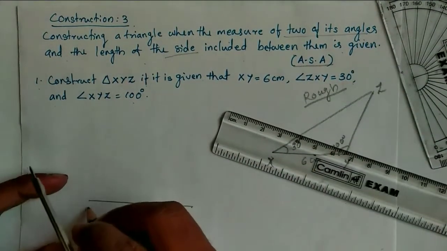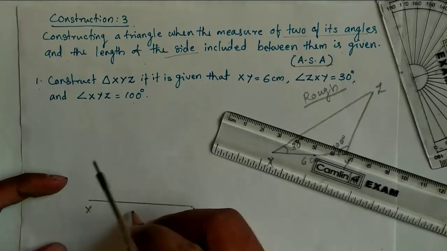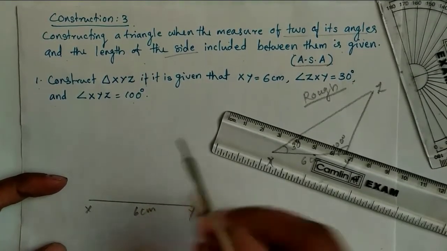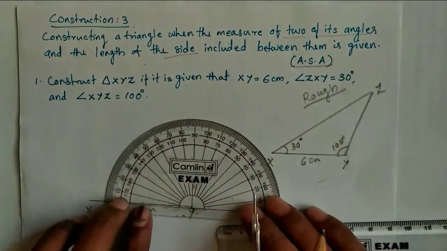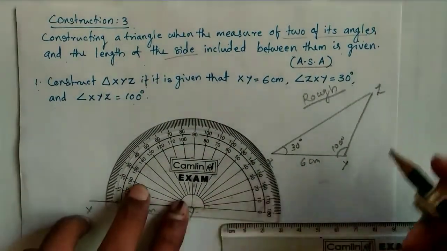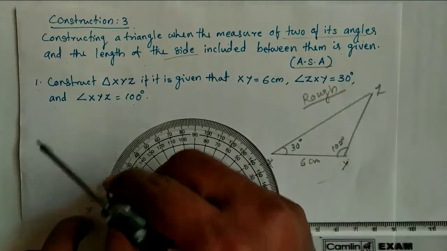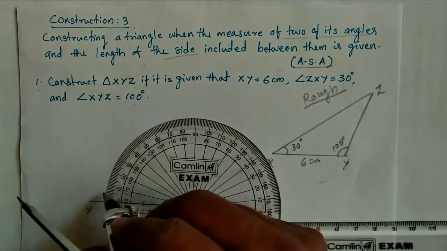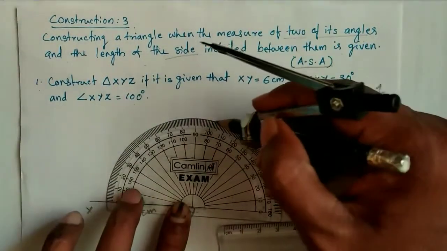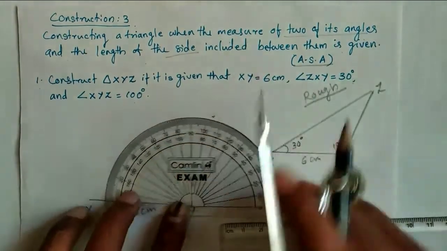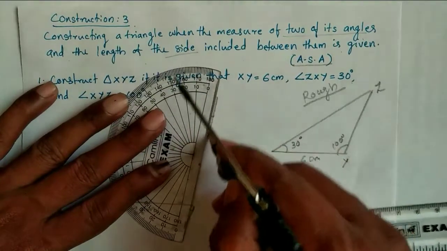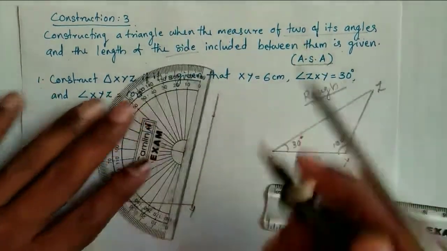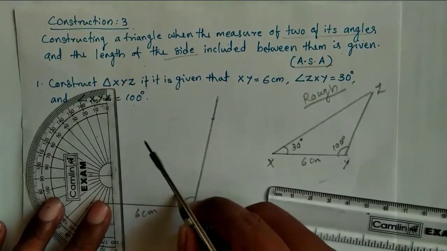So one side is 6 centimeter, XY 6 centimeter, and take your protractor and put your protractor on Y. It is 100 degrees from the left side. Start from left side to right. So that point is 100 degrees, and draw a line to that point from Y. So this is 100 degrees.